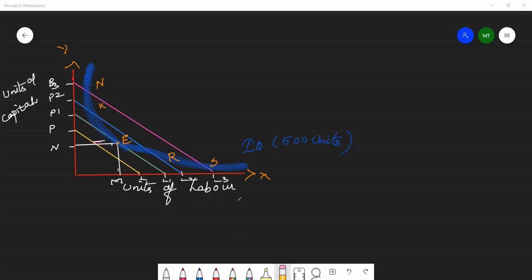Okay. Then at the point of equilibrium, the slope of the isocost line is equal to the slope of the isoproduct curve. Okay, isoproduct curve.